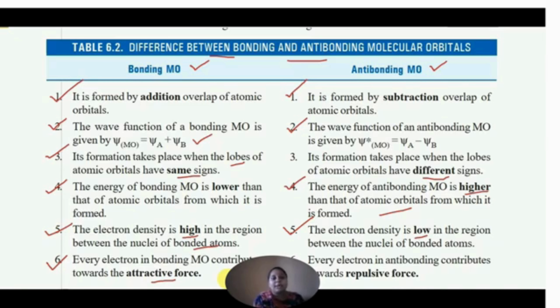The antibonding formation takes place when the lobes of the orbitals have different signs. The energy of the bonding molecular orbital is lower than that of the atomic orbitals from which it is formed, and the energy of the antibonding molecular orbital is higher than that of the atomic orbitals from which it is formed. The electron density is high in the region between the nuclei of bonded atoms for bonding orbitals, and it is low there for antibonding orbitals. Every electron in a bonding molecular orbital contributes towards the attractive force, and every electron in an antibonding orbital contributes towards the repulsive force.